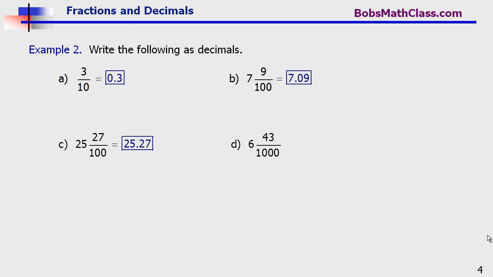And the last one, 6 is going to go in front of the decimal point. 43 is going to go after the decimal point, but the 3 has to be in the thousandths place. So we have to put a 0 before the 4, so therefore the 3 is now in the thousandths place. If you don't have a 0, then the 3 is only in the hundredths place, and that would be incorrect.